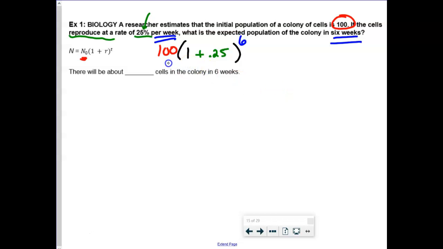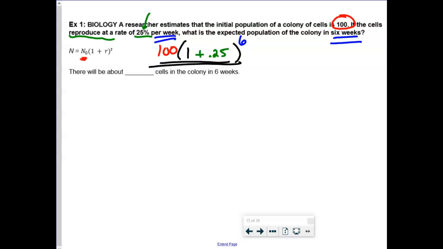So on your calculator, please, this is just in your home screen. I need y'all to type 100 times the quantity, 1 plus 0.25. Of course, you can change that to 1.25 to the 6th power. We are only raising that base of 1.25 to the 6th power, though, guys. So don't do it in stages. You got to type it all in at once.